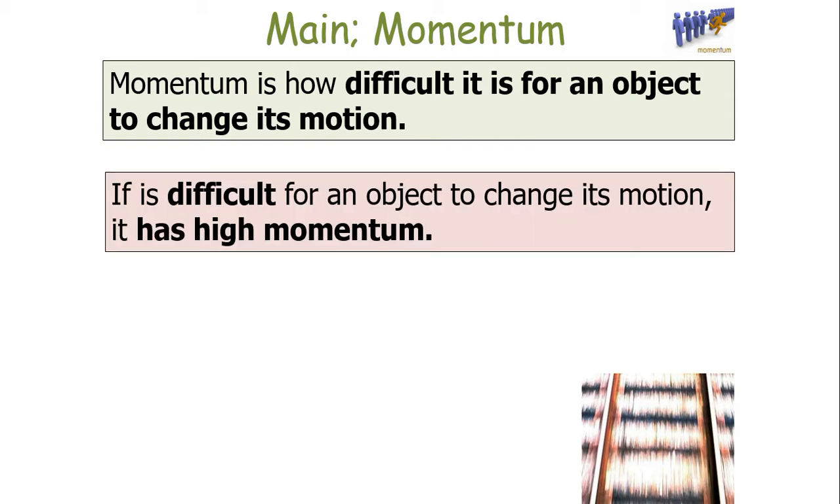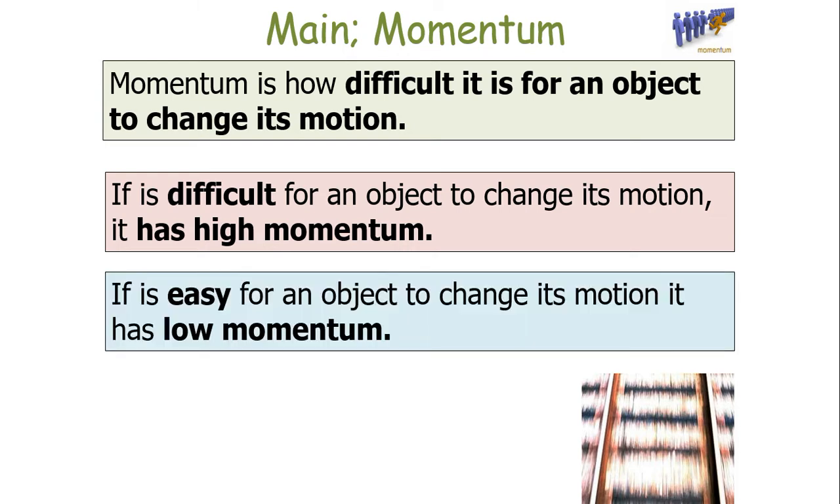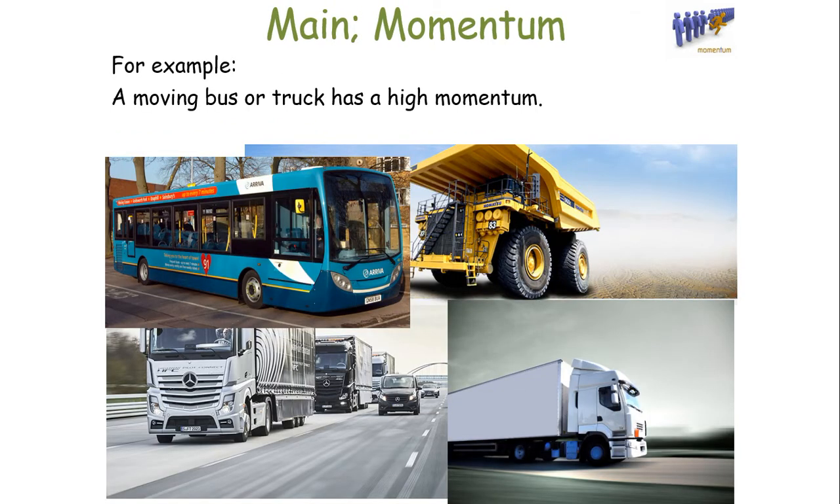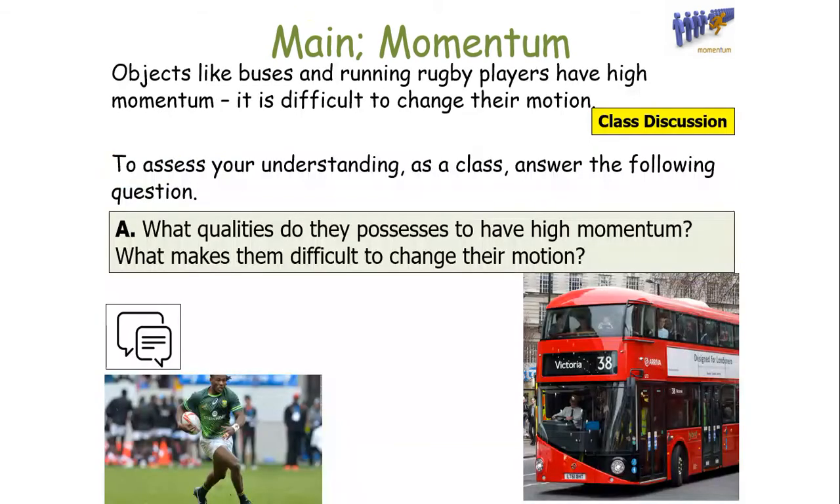Now, in science, in physics, momentum is how difficult it is for an object to change its motion. So, if it is difficult for an object to change its motion, it has a high momentum, but if it's easy for an object to change its motion, it has a low momentum. So, for example, a running rugby player has a high momentum. For example, a moving bus or a truck has a high momentum because it's difficult to change the motion of that particular object.